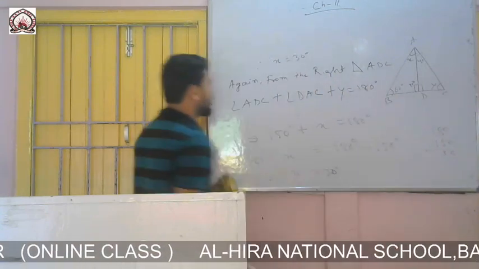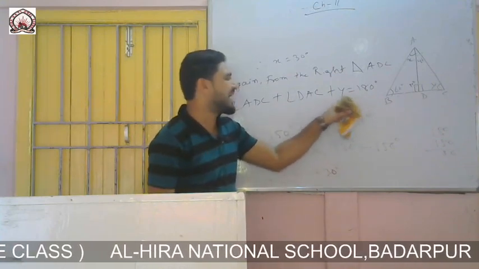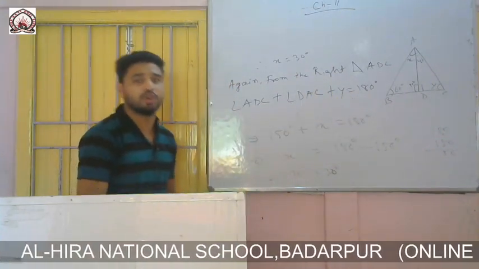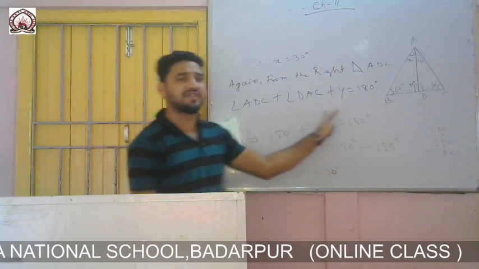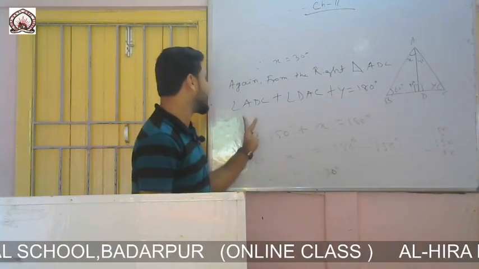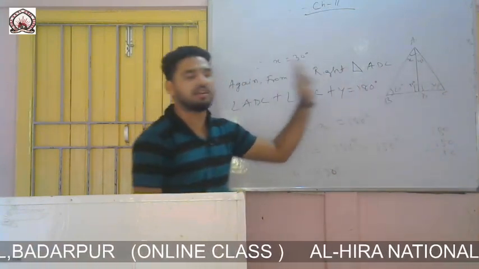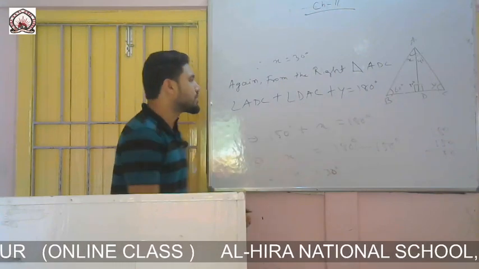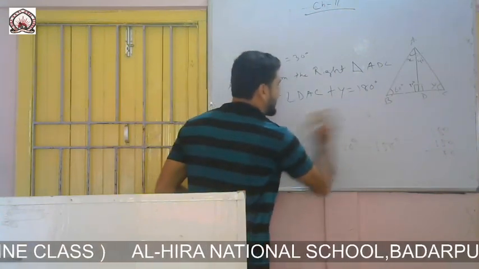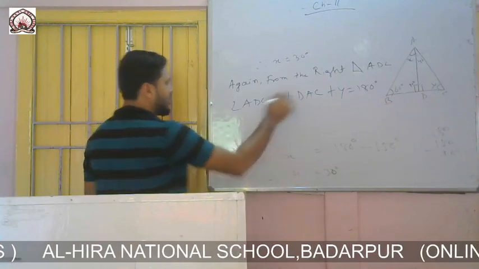180 degree. We wrote it from the angle sum property of a triangle, because we know that the sum of the three angles of a triangle is 180 degree. So if I add the three angles, then we will get 180 degree. So from there we can find the value of Y.